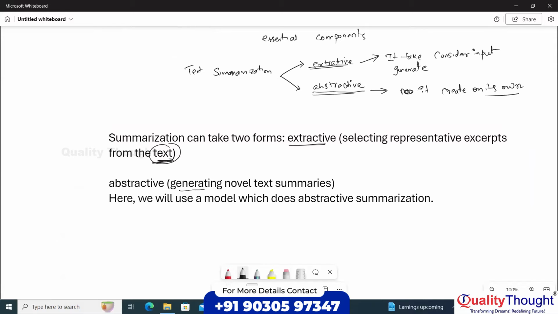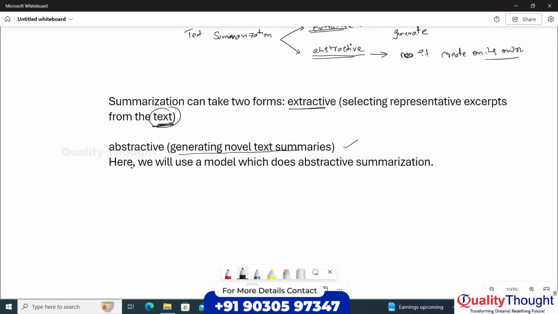Abstractive summary is generating novel text summaries. It means I create it on my own. I won't use the words which are there in the text. I will summarize in my own language. So let me tell you one example.